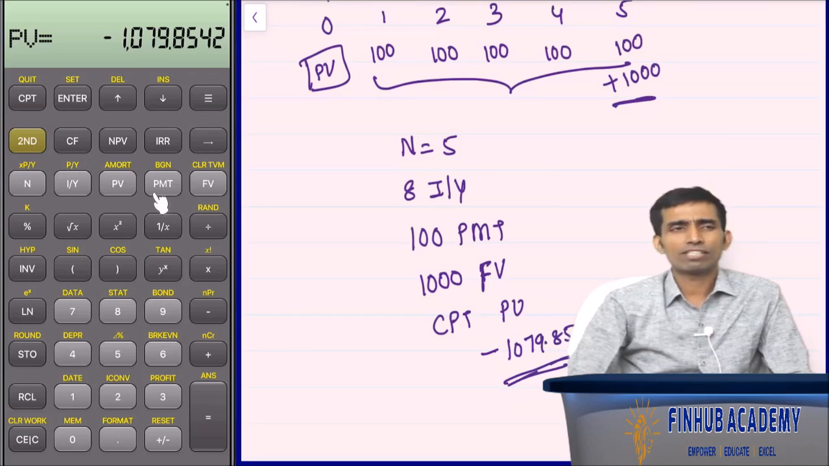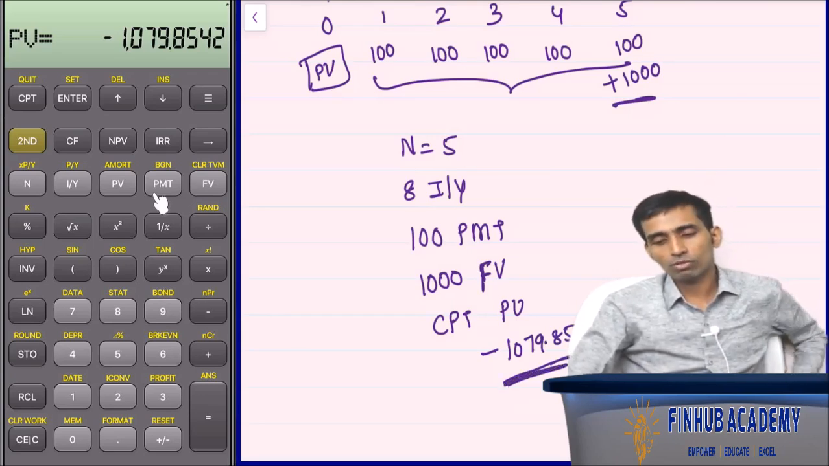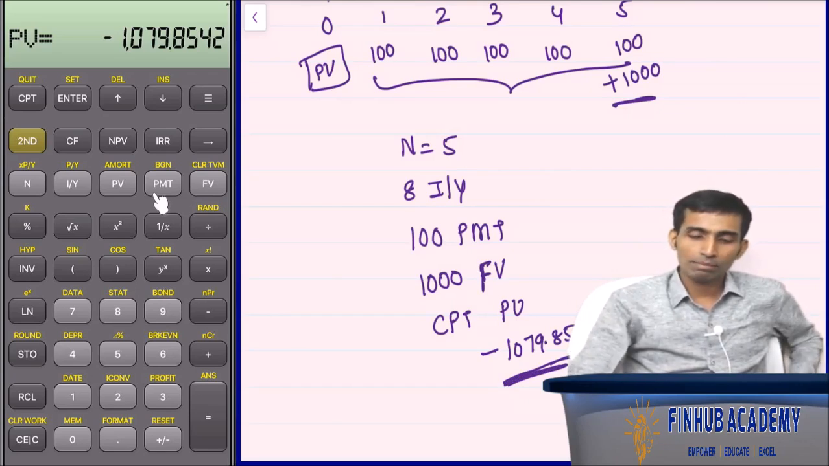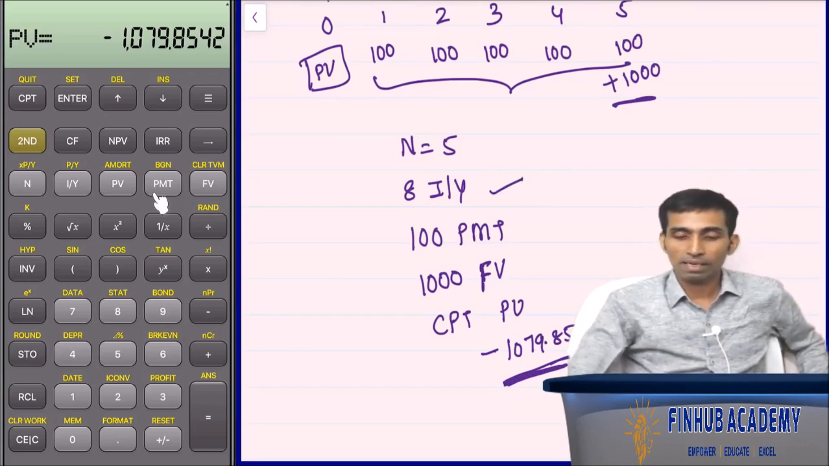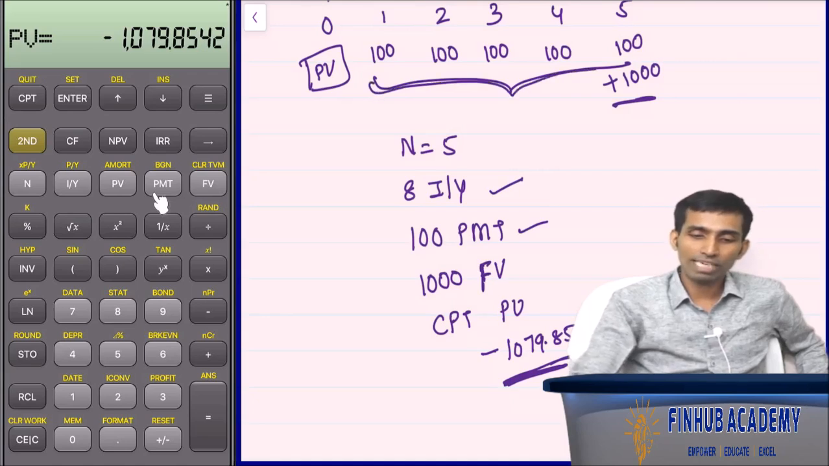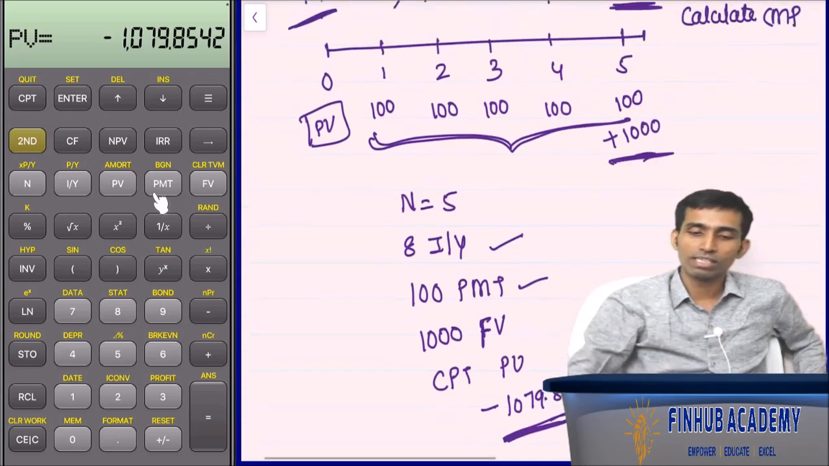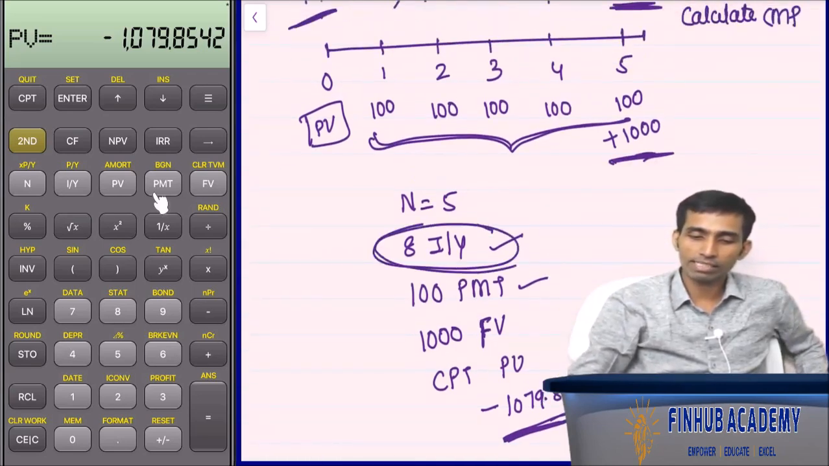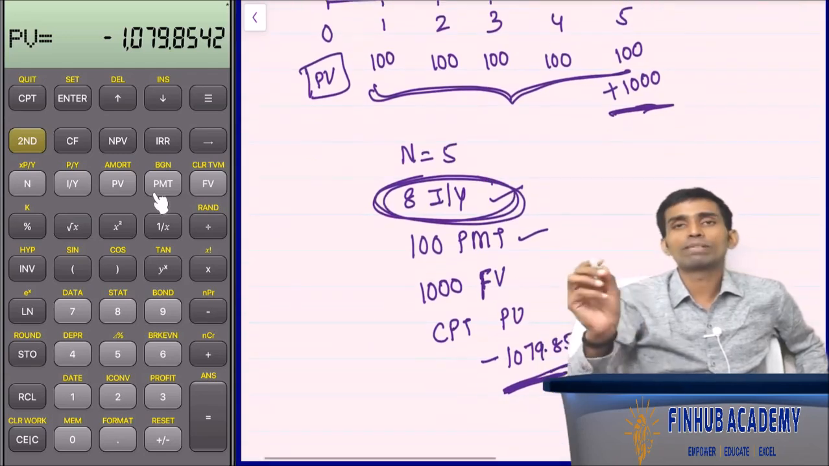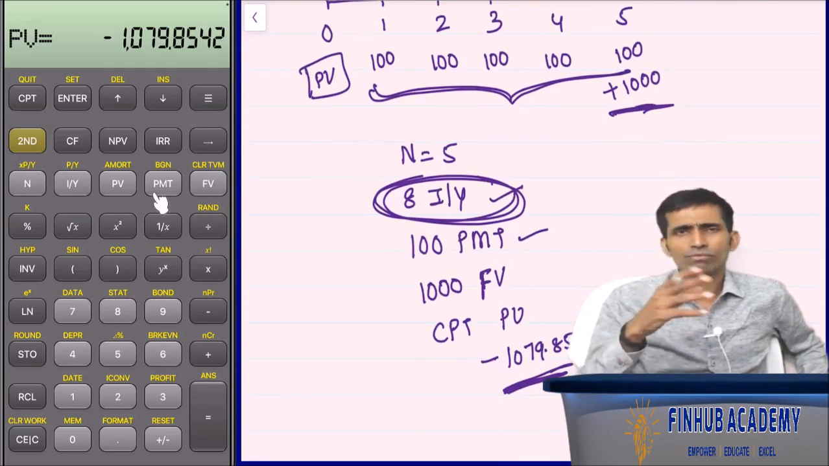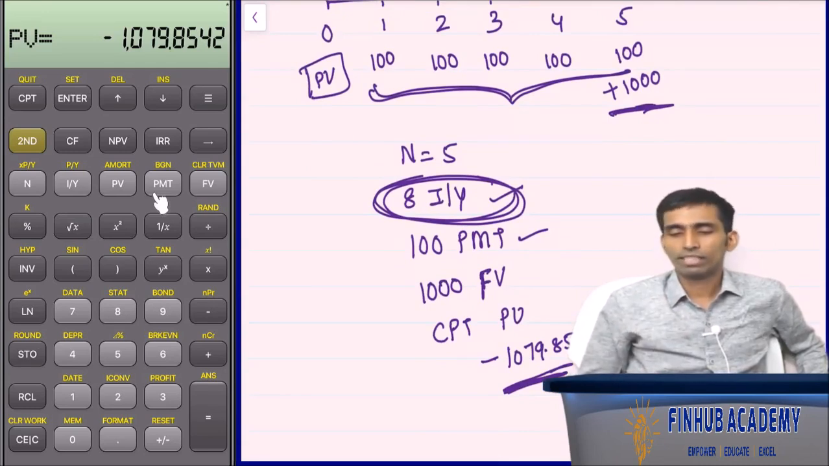Simple explanation: if I buy the bond for 1079, and the market interest rate is 8%, I'll get a 100 coupon for 5 years. At the end they will repay my principal amount, that is 1000. If I hold this for 5 years, I'll earn 8%. That is yield to maturity. We will do this in the first chapter also.